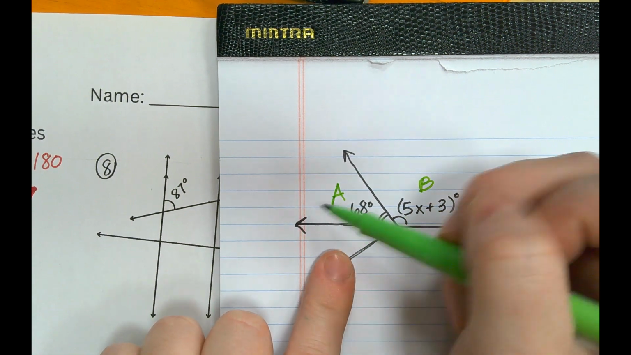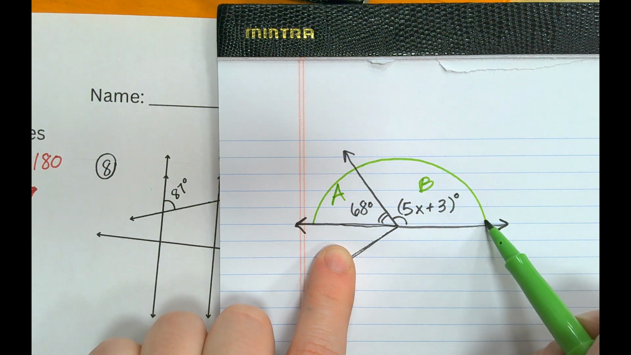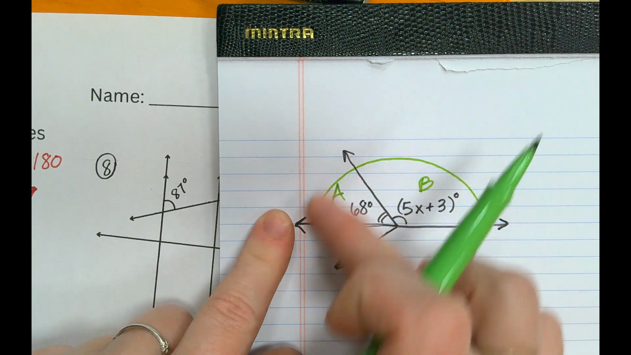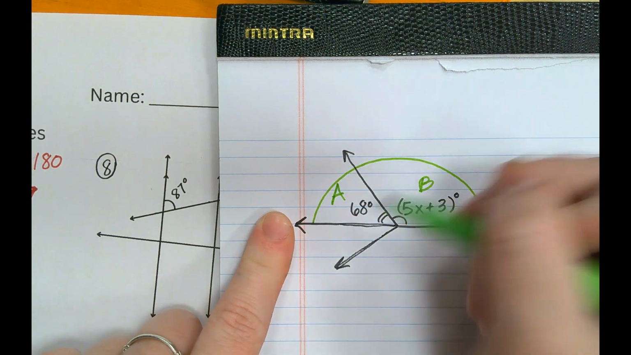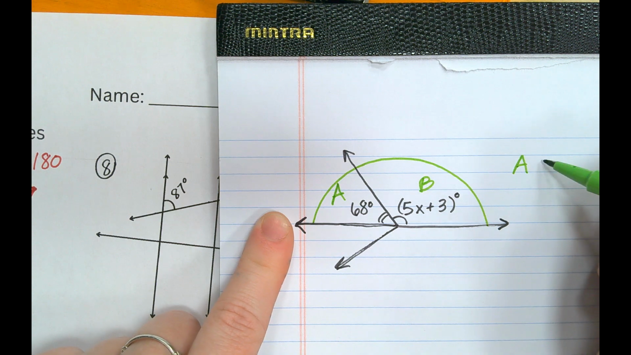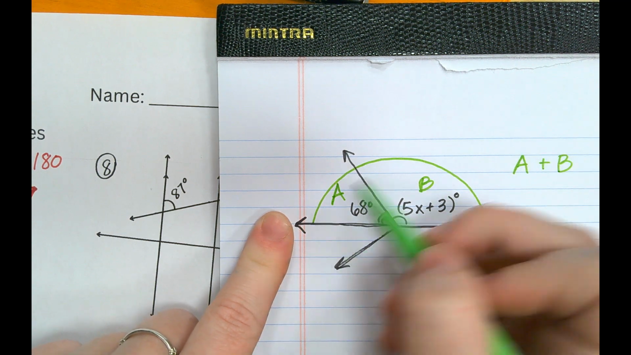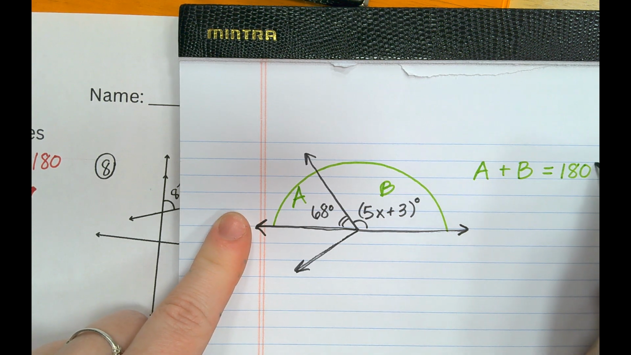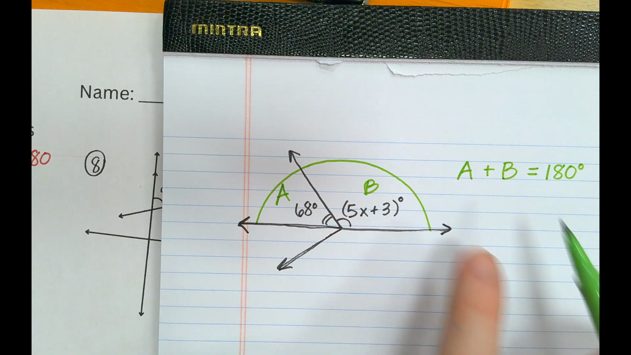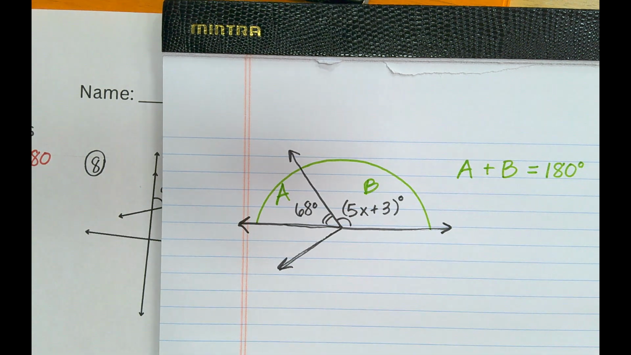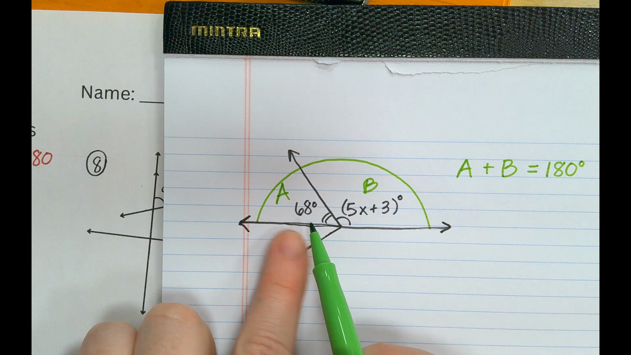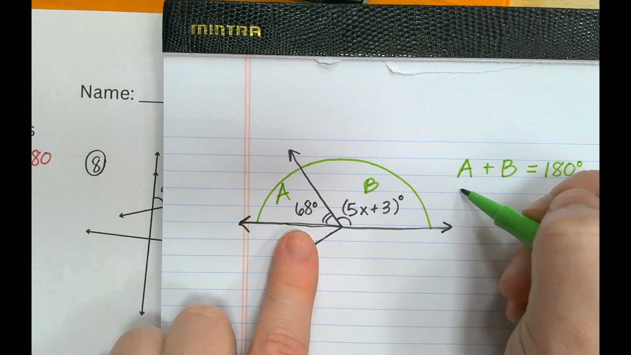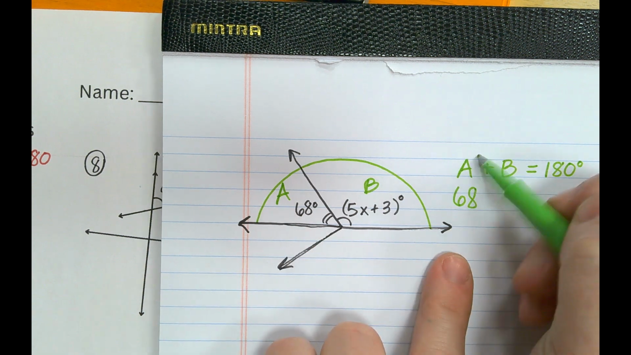So, since A and B combined together make up this 180 degree angle, are you with me so far there? I can say A plus B, when I add them up together, it's going to equal 180 degrees, right? So, I know A plus B is 180. All I'm going to do now is replace A with 68, because I know what A is. A is 68, because I told you that. So instead of A, we'll put 68.